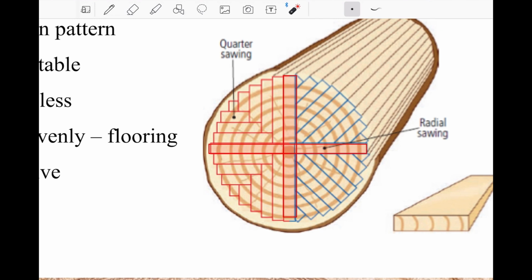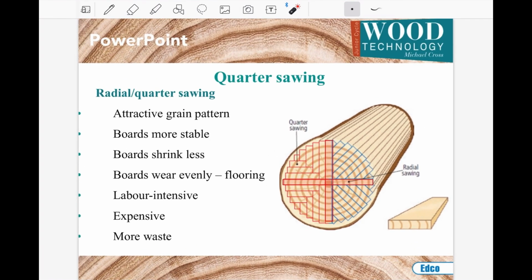Or what you can do as well is turn the board at 45 degrees to the original quarter sawing, and then cut through, generating these boards. Now, if you look at all the boards, they all have a similar end grain type. Okay, now that's important. Keep that in mind for a minute.